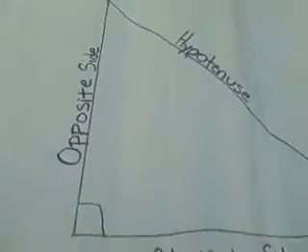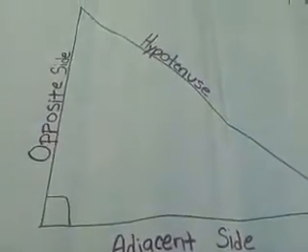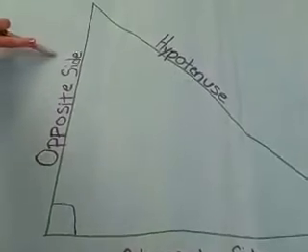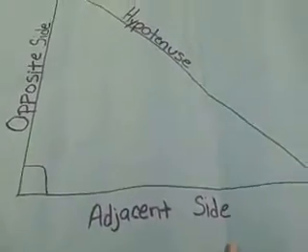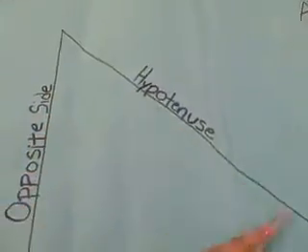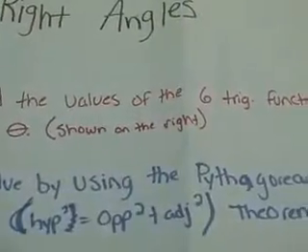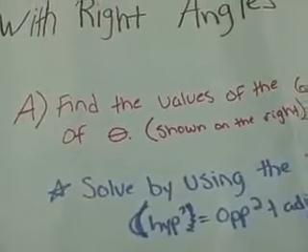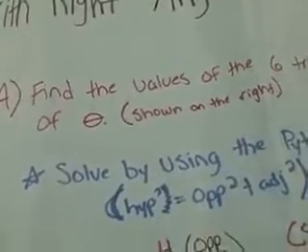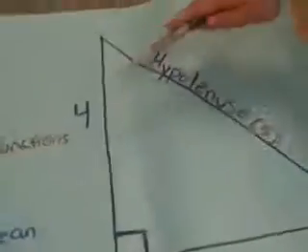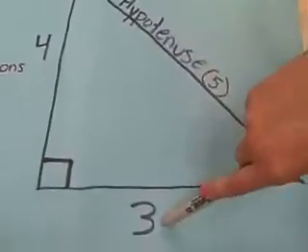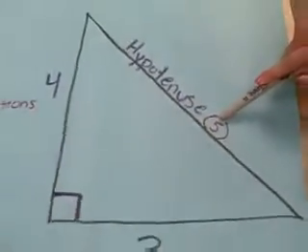Now, where we get these opposite and hypotenuse and adjacent sides is over here on our right triangle. Here you have the opposite side, down here you have the adjacent side, and up here you have the hypotenuse. With that being said, we're going to try to find the values of the 6 trigonometric functions, which, as we said before, are sine, cosine, tangent, cosecant, secant, and cotangent. Now, notice that my triangle over here is 4, over here is 3, and hypotenuse does not have an answer.